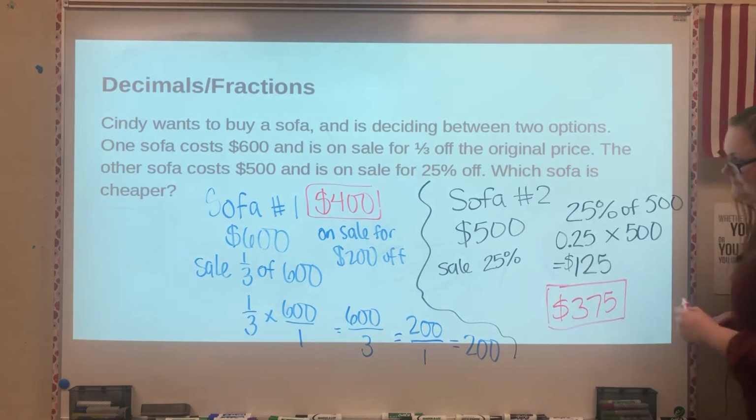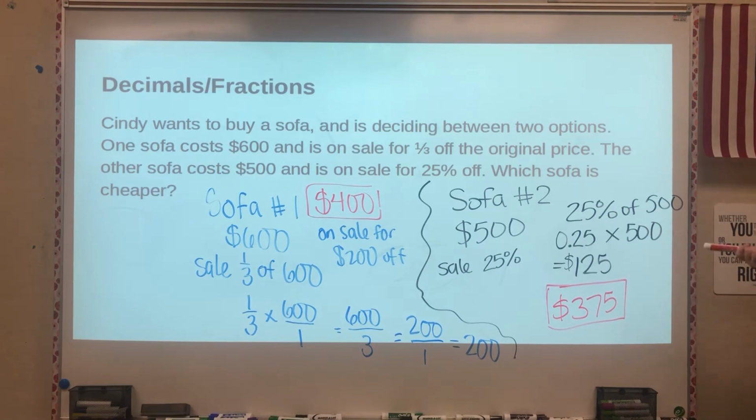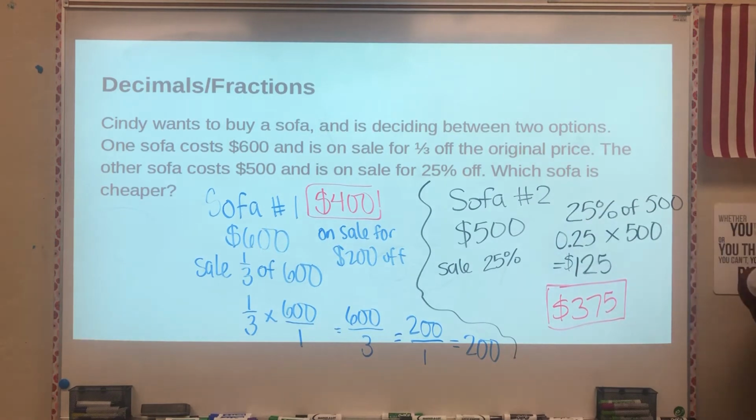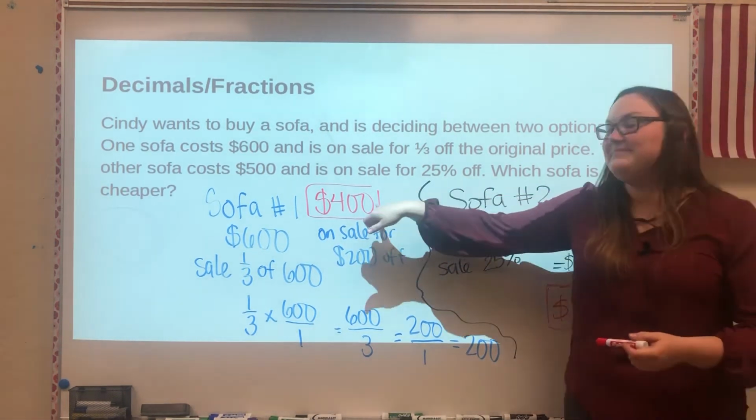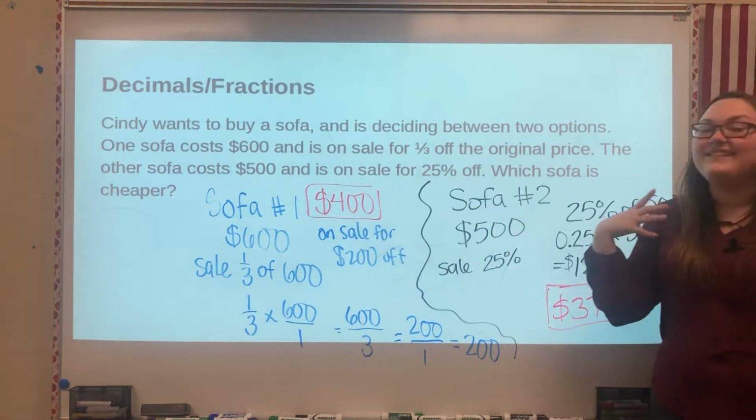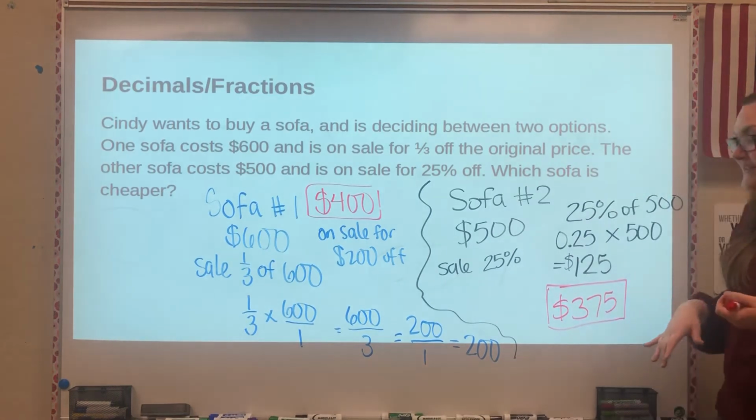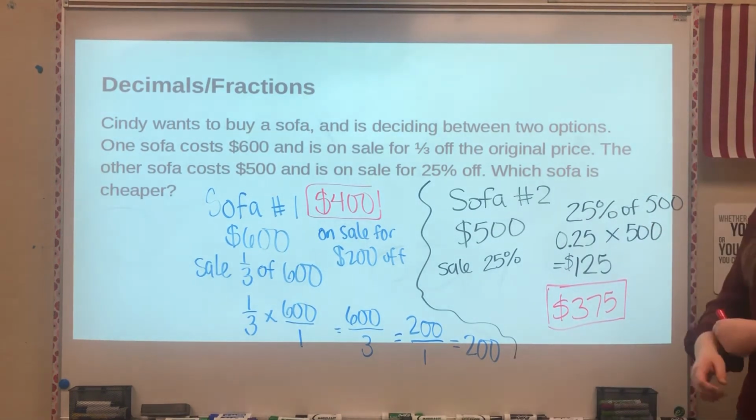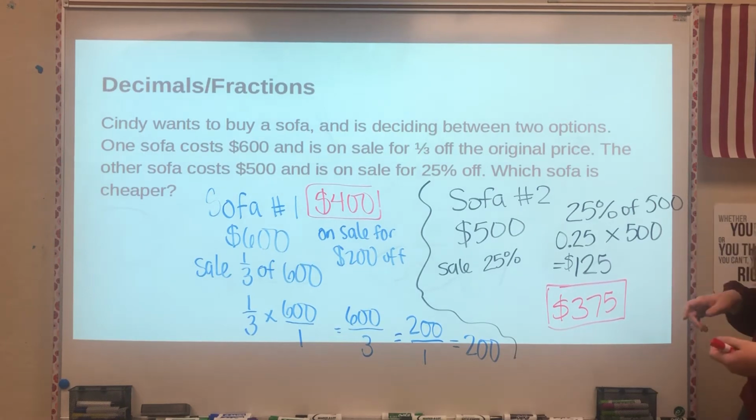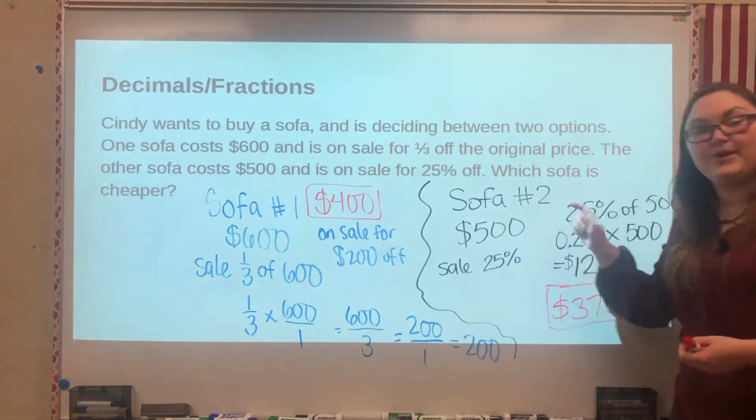$375. So the question, which sofa is cheaper? We've done all this math to figure out that second sofa is cheaper because it's $375 instead of $400. You know, with questions like these, I love to have you justify your answer. If I had asked you, like, explain how you know or justify your answer, one of those, I would just simply say what you figured out here.